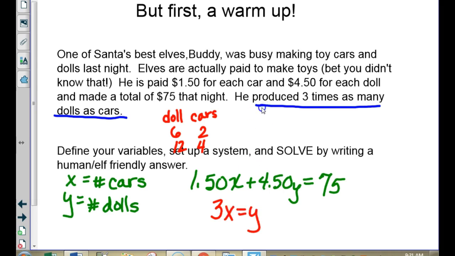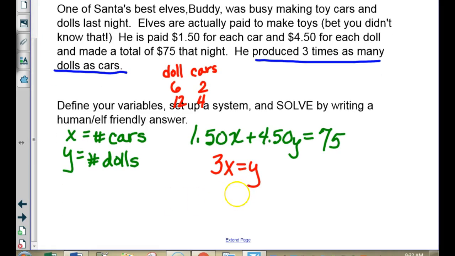Let me read it and think about this. He produced 3 times as many dolls as cars. So which is the bigger number? Dolls. So you can't multiply the bigger number by 3 again to get the smaller number, right? You have to take the number of cars times 3 to get the number of dolls. But that's what everybody does. They do it backwards, okay? And then at the end of the problem, they don't check, and it doesn't make any sense. Okay. Well, how could we solve this system? We could do a matrix, but I wouldn't. I would just do substitution, absolutely, because it's all set up for that, right?